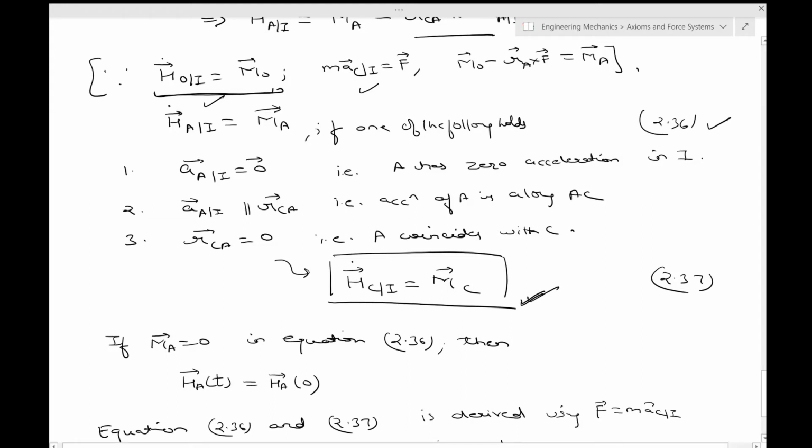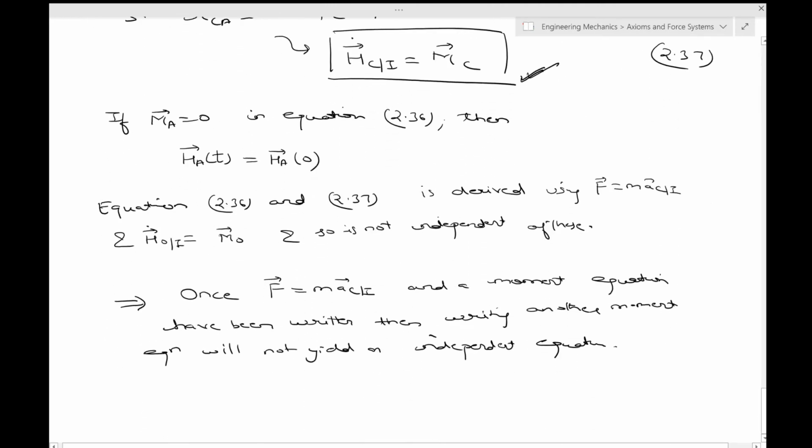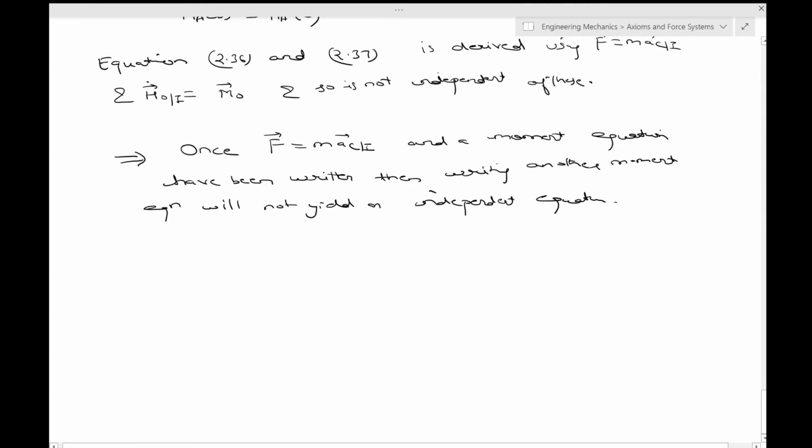First write it about an arbitrary point, and so they are not independent. It may be convenient to write it in one form or the other, but they are not supplying any independent information to your problem. And you will see that when you try to solve problems regarding this.